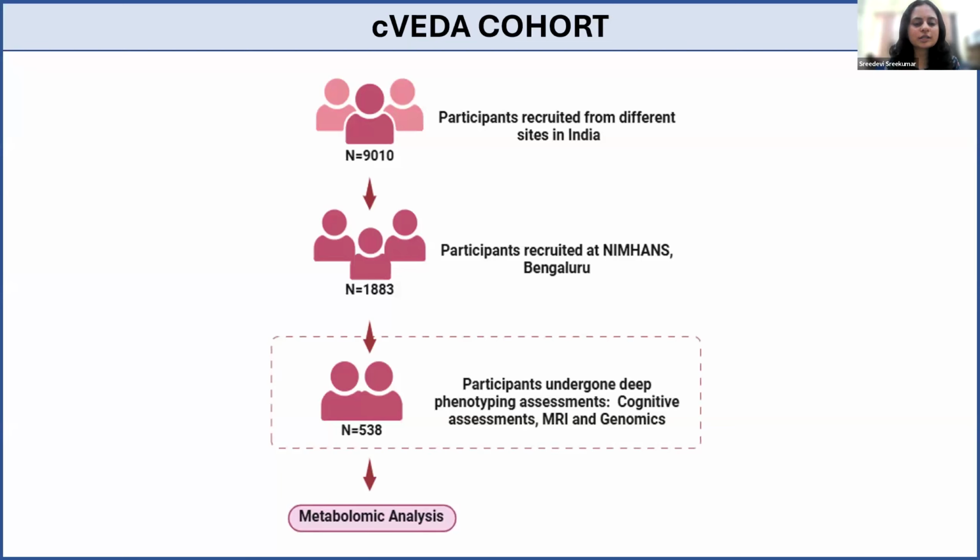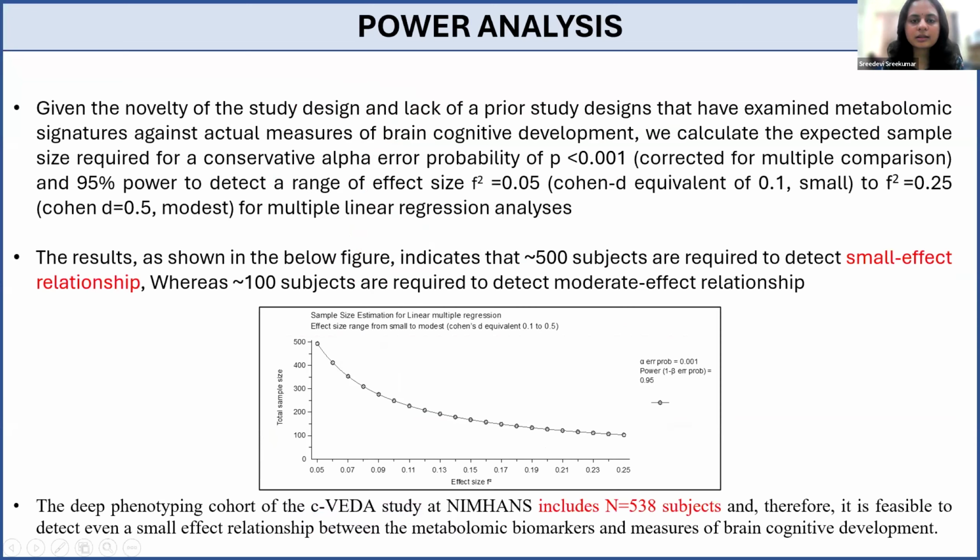In this, around 1883 samples were collected at NIMHANS, and of that 1883, 538 people have undergone deep phenotyping assessments, which include cognitive assessments, MRI scanning, and other genomic scanning. I'll be targeting these 538 people who have undergone deep phenotyping, on which I'll be doing my metabolomic analysis. I have done the sample size calculation, and for a small effect size the sample size is around 496, and I consider the c-VEDA cohort ideal for the study.